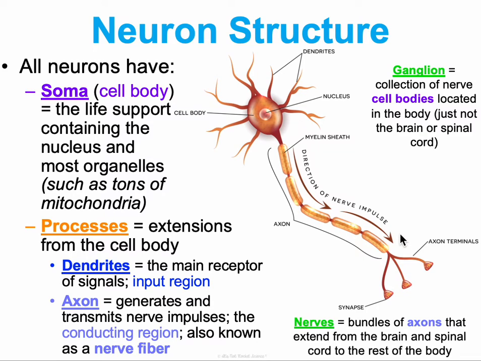As you go down the axon, you'll see we have a few more terms down here that we're going to talk about a little bit on the next slide. But you also need to know these terms right here. Nerves are just bundles of axons, which extend from the brain and the spinal cord to the rest of the body. And then we have ganglions, which are collections of nerve cell bodies, so collections of these somas that are located throughout the body, not just in the brain or spinal cord.